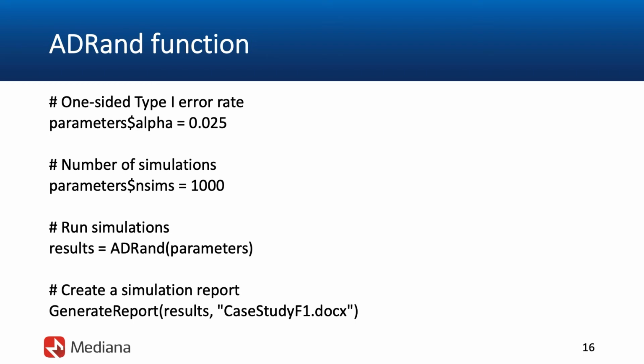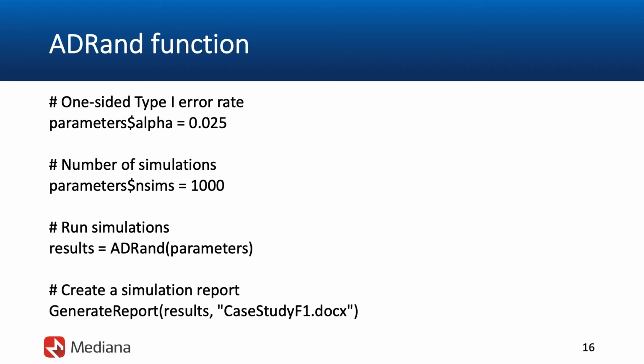All of the required parameters have been specified, and the resulting list of parameters is now going to be passed to the AD-RAND function. This function is going to output an object that we're going to assign to results, and this object includes all of the information about the assumptions that went into the simulation process, as well as the key simulation characteristics.